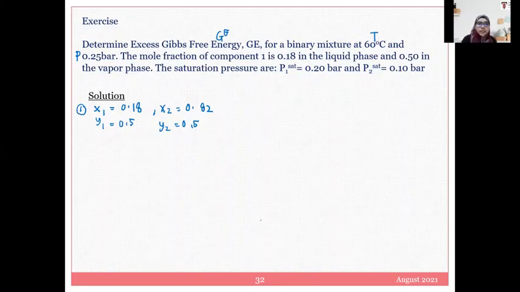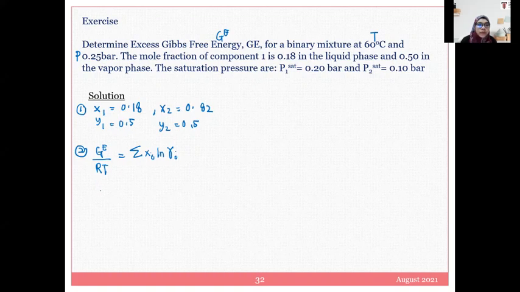From the equation, second, we describe the equation to be used. GE over RT equals the summation of xi ln gamma i, where gamma i is the activity coefficient for i. We can use this equation to determine the Gibbs energy. First we need to determine the gamma.